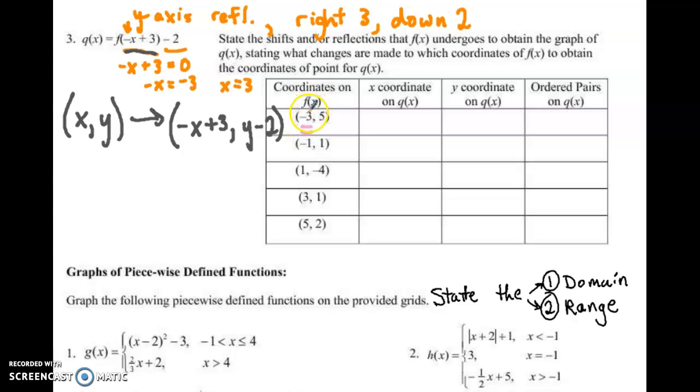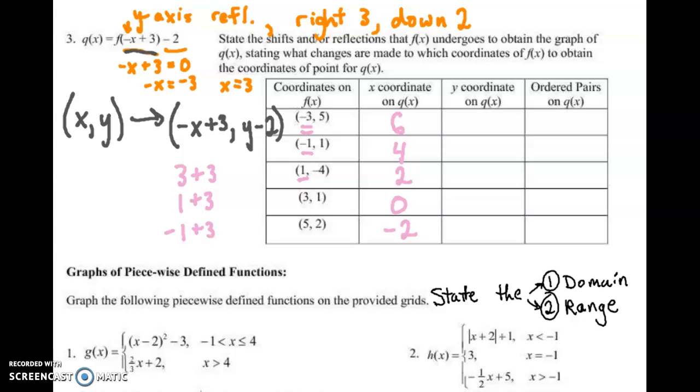Your negative 3 for your x-coordinate, well, the negative of -3 is positive 3, and when you add 3 to it, your new x-coordinate will be positive 6. Same thing with this one. The negative of -1 is positive 1. When you add 3 to it, you get 4 for your x-coordinate. Plug in the negative of 1 plus 3 is 2. And the negative of 3 plus 3 is 0. And then the negative of 5 plus 3 is -2.